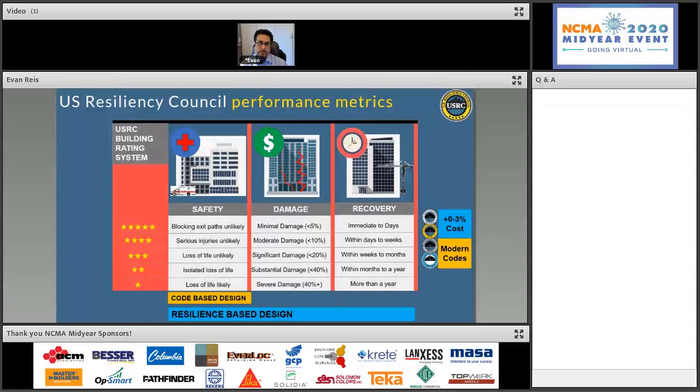And what the USRC is showing is that for new building construction, the cost to go from a building that is safe but maybe a total loss to a building that is not only safe but you can reoccupy and get back in quickly is typically only on the order of a couple of percent at most of the cost of the building. And so when you think about preserving that asset, preserving the business or the functions that go on inside that building, that minimal extra cost is really insignificant compared to the value.